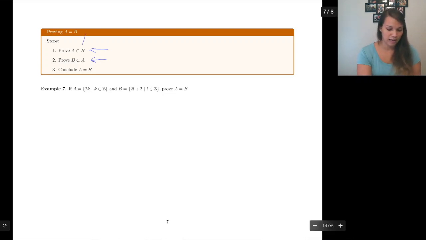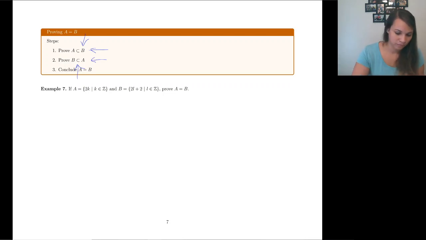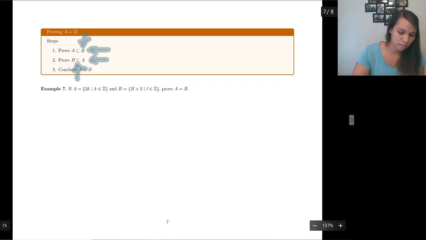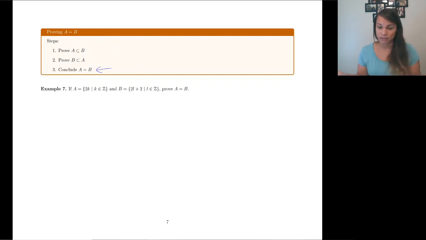So we prove that A is in B, so B has all of A's elements, but then we prove that B is in A, so A has all of B's elements as well. So they both contain all of each other's elements. And once we have proven both of those statements, we very quickly conclude that A has to be equal to B, because there's no other way to have both of them contain each other.